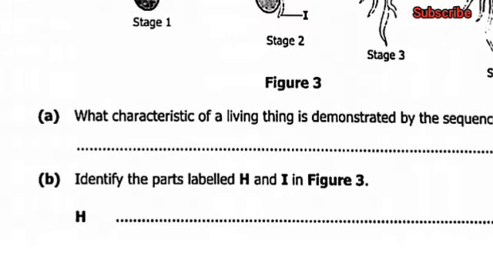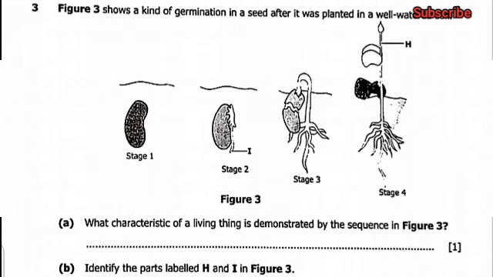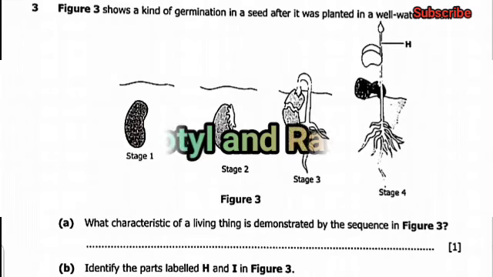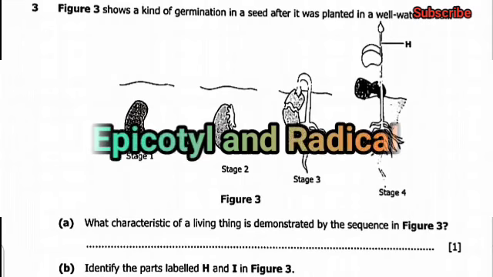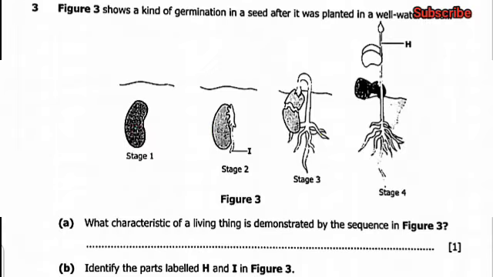B, identify the parts labeled H and I in Figure 3. So H is definitely epicotyl. I is definitely radicle, and radicle is the one that develops into roots. So in stage 3, we have seen roots. Yes, it was the radicle which developed into those roots, and these roots are called taproot.